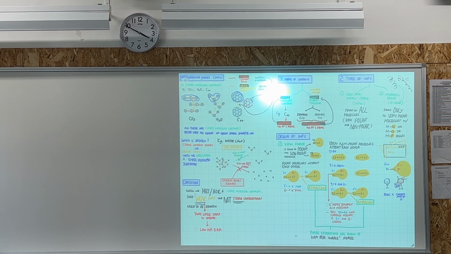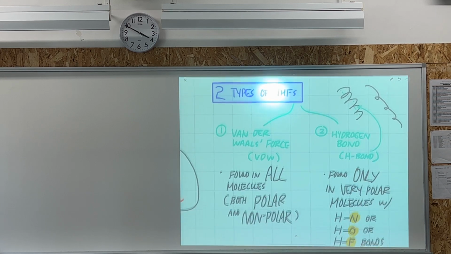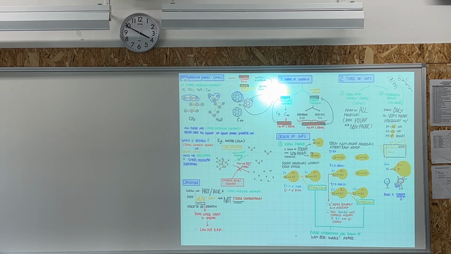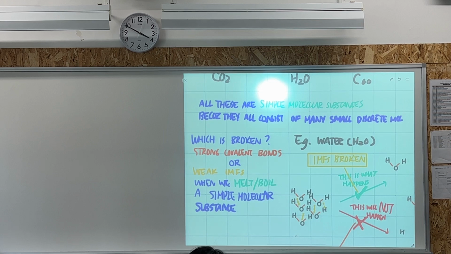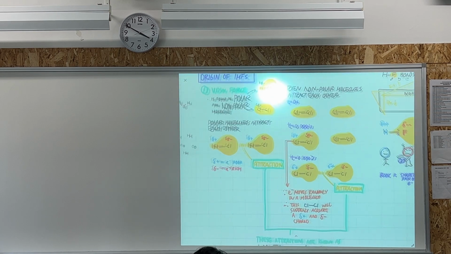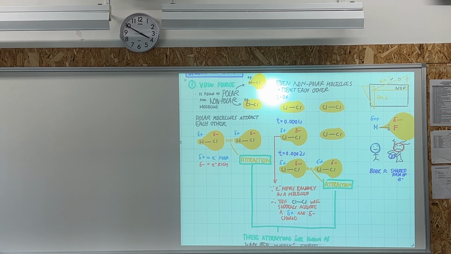Okay, so we saw two things on this page. Number one is that there are two types of intermolecular force. The second thing we will also learn on this page is that when we melt or boil simple molecular substances, only the intermolecular forces have to be broken. The third thing we learn on this page is the origin of van der Waals force. How does van der Waals force arise? Okay, so how does it form?